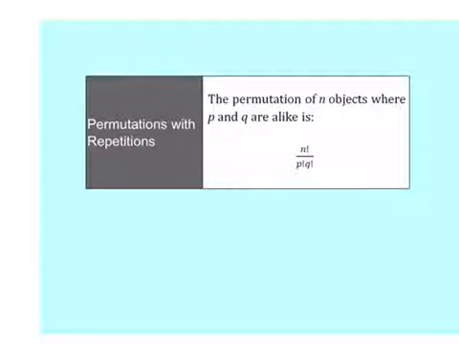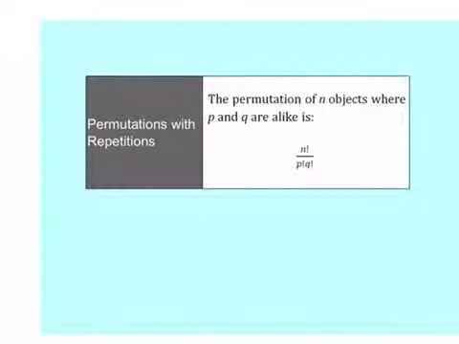So here's what we're going to run into now. We have permutations with repetitions. When we're looking at words, if you have repeating letters, we can't really tell the difference between one A and another A. So it's going to change the formula we're going to use a little bit.